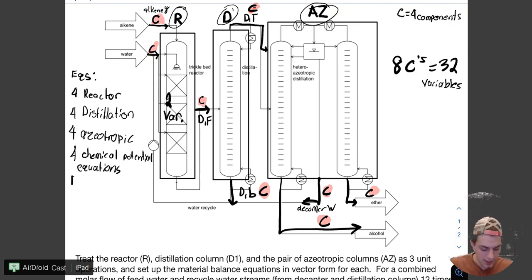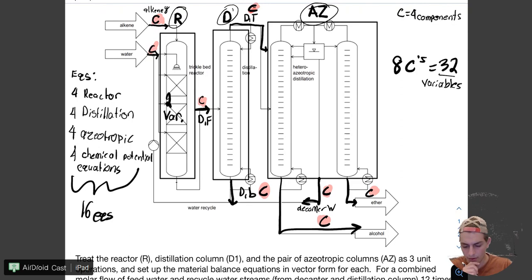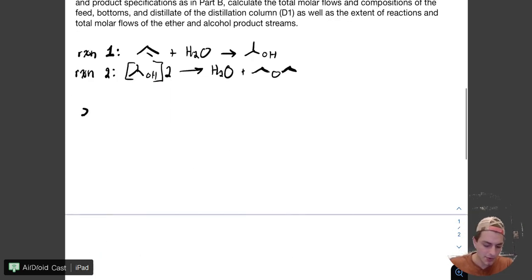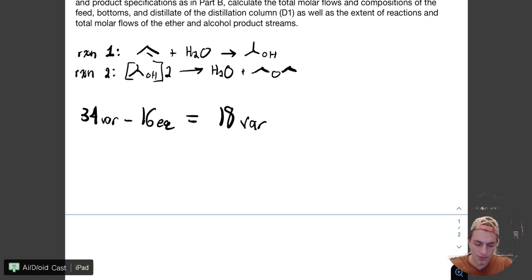So all in all, that gives us 16 equations. Now we have 32 variables here from our C's, and then we need to add on our 2 reactor variables, which gives us a total of 34 variables. If we have 34 variables, and we have 16 equations with which to solve them, that gives us 18 variables left over, which means we need 18 specifications.